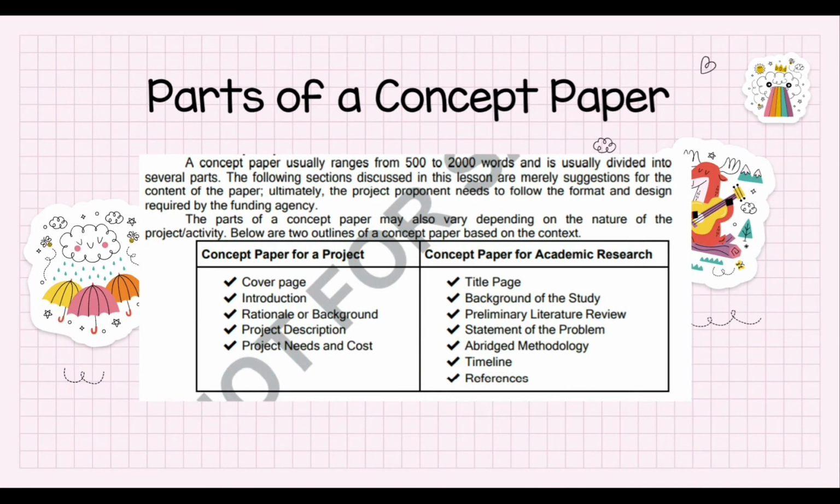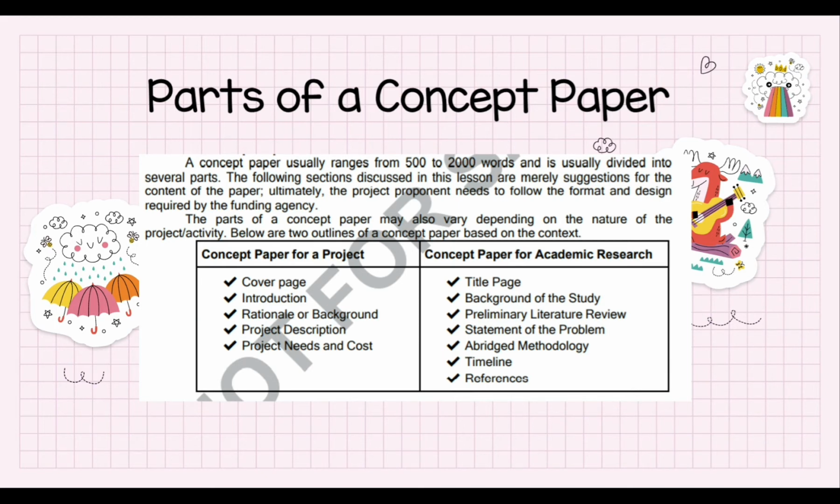So it has different parts. Aside from the fact that it ranges from 500 to 2,000 words, it could also have different parts depending on the material or academic text that it is attached to. So if this concept paper is for a project, it must have a cover page, introduction, rationale or background, project description, project needs and costs.